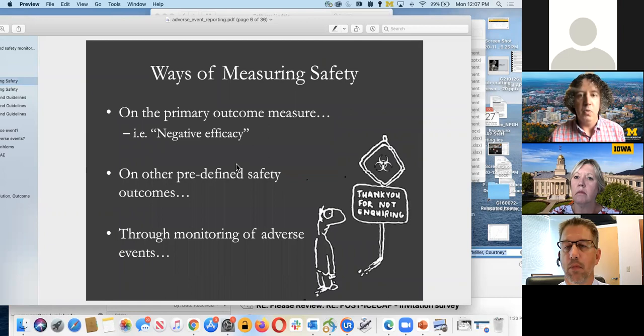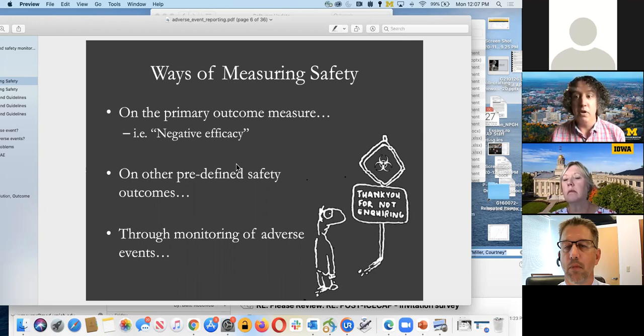So there are different ways of measuring safety when you're doing a clinical trial. One is the primary outcome measure. If it's a survival trial, more people living can be a pretty good signal that perhaps the treatment is safe, although there can be subtleties, of course. Other predefined safety outcomes, and through monitoring of adverse events.